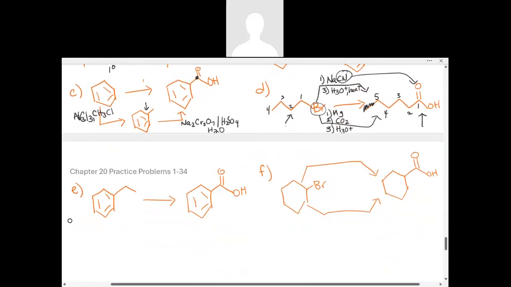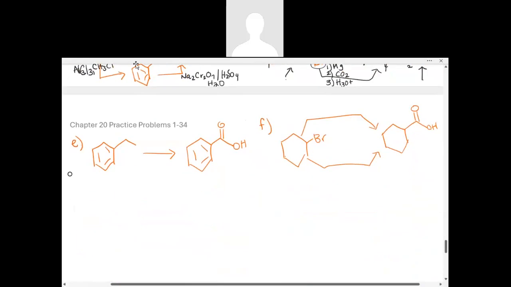So in part E, again, we have our ethylbenzene converted to benzoic acid. So we can oxidize at the benzylic position here. But notice we're going to get benzoic acid. So we actually cleave this carbon-carbon single bond here. And when we convert that benzylic position to a carboxylic acid, we lose one of those carbons. So we're going to use the same reagents as before, the sodium dichromate and sulfuric acid and water to generate benzoic acid from our ethylbenzene.